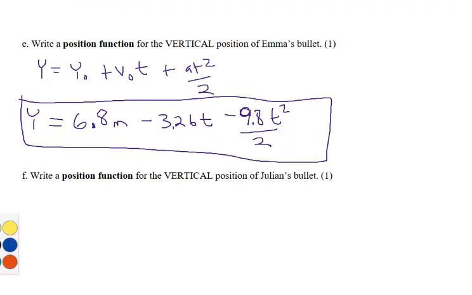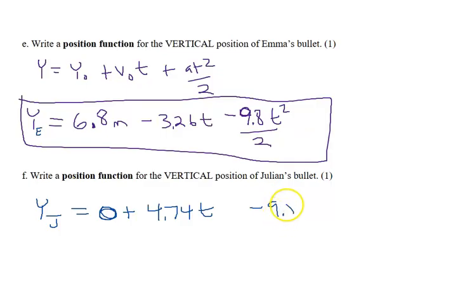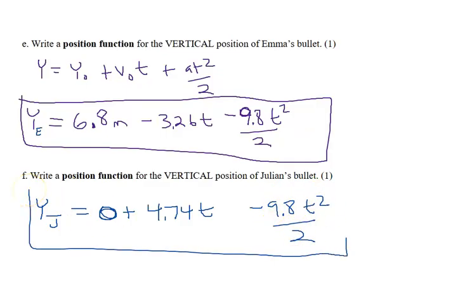And Julian's bullet is, oops, Emma. Julian. He starts on the ground. His t-shirt is headed upwards at 4.74, and gravity's pulling it down at the same rate. So that is Julian.